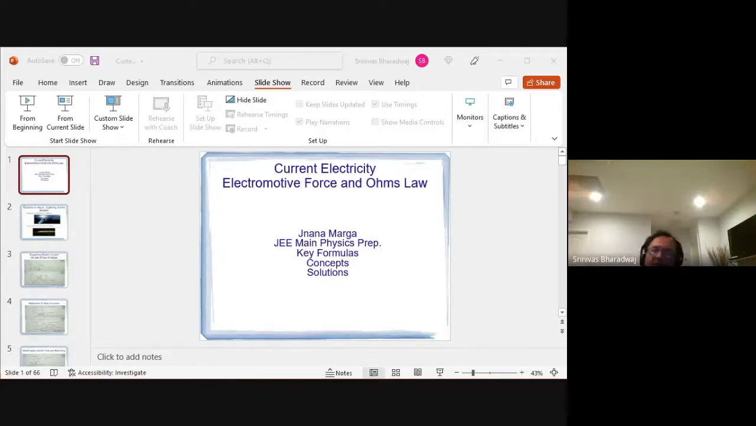R equals R1 plus R2. If there are two resistors in parallel, it is 1 by R1 plus 1 by R2 equals 1 by R. So it is the inverse of the capacitance. Capacitance in series, 1 by C equals 1 by C1 plus 1 by C2. Capacitance in parallel, C1 plus C2. Resistance is the inverse. Resistance in series, R1 plus R2. Resistance in parallel, 1 by R1 plus 1 by R2 equals 1 by R.